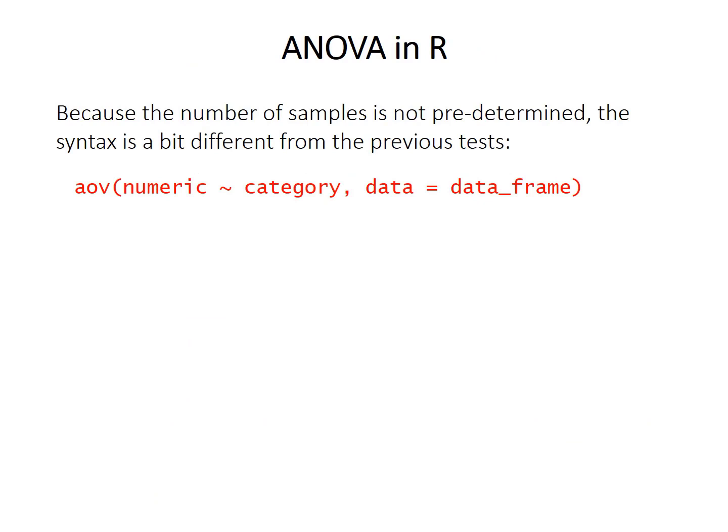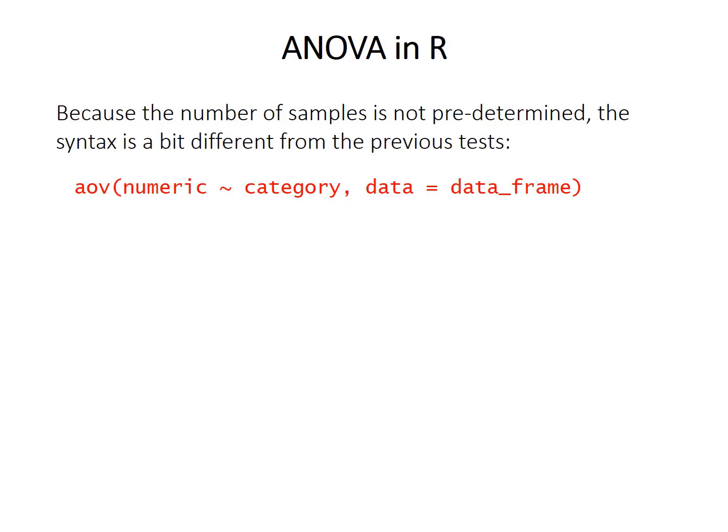So in R, the ANOVA function aov works a bit differently from the t-test or the f-test that you've done before. You can't just list the samples separated by commas because R doesn't know how many samples to expect. You might have 3 or 4 or 5 or 10. Because it's not specified, right, the t-test always has 2 and the f-test always has 2.